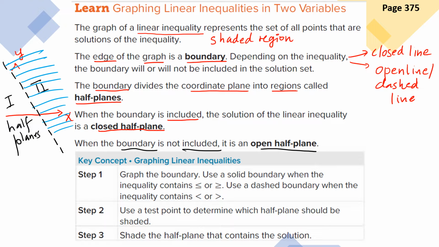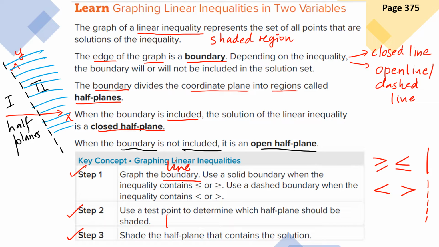For solving the questions today, we are going to follow three steps: step 1, step 2, step 3. In step 1, you will graph the linear equation, and then the boundary, which is the line. You will use a solid boundary when the inequality contains less than or equal to, greater than or equal to. So if equal to is included, the line will be solid. If the equal to is not included, then it will be a broken line or a dashed boundary.